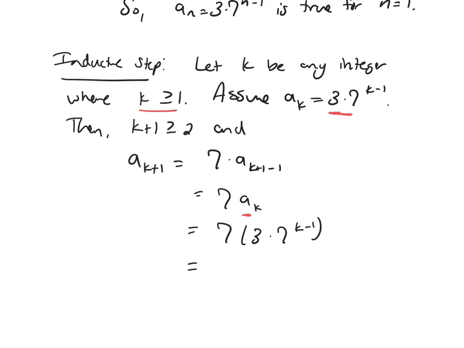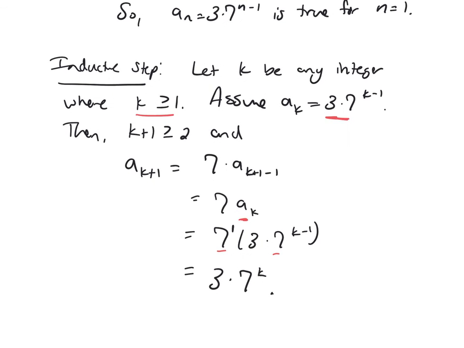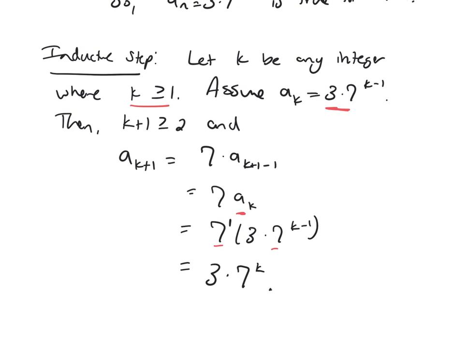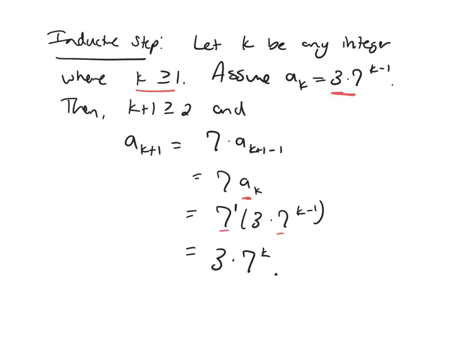And these 7s here, I can combine them. The 7 has a power of 1. So when you combine them, you add the powers, and it would be 7 to the k. And that's exactly what we needed to get to. If you plug in for our formula, if you replace n by k plus 1, this is the formula you need to get. So we've finished the inductive step, which means we're done with the induction and we've proven the formula is true.